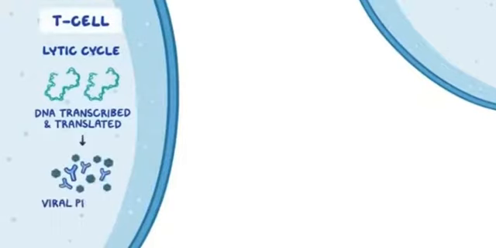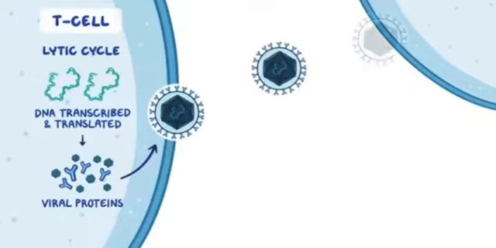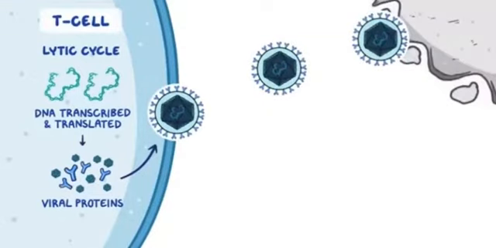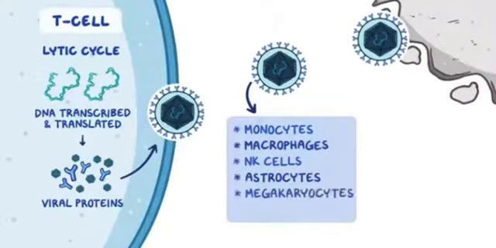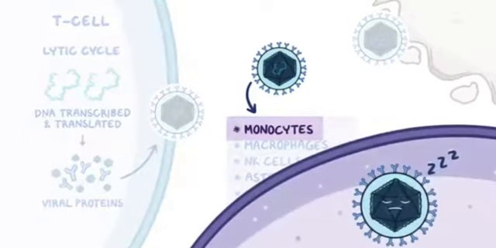and translated by cellular enzymes to form viral proteins, which are packaged into new viruses that leave the cell destroyed and subsequently infect neighboring cells. The virus can also replicate into a wide variety of other cells, such as monocytes, macrophages, natural killer cells, astrocytes, megakaryocytes, and glial cells, but not as efficiently as inside T cells.